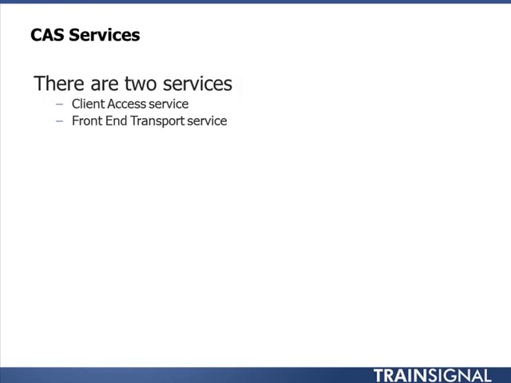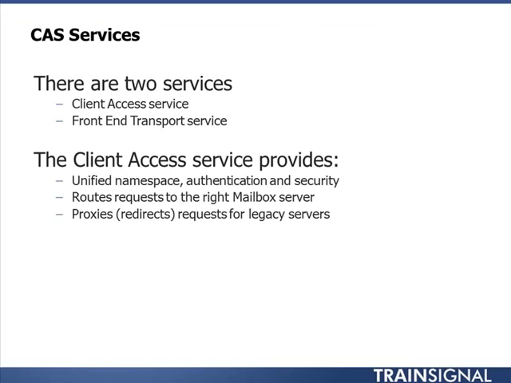Now, we mentioned that there are two services, the client access service and the front-end transport service. The client access service provides the unified namespace, the authentication, and the security. It routes requests to the right mailbox server. It proxies or redirects requests for legacy servers as well. So when you're in the middle of a migration and you might have additional servers in the mix, let's say you have Exchange 2007 or Exchange 2010 mailbox servers that you still have in your environment, the client access service is what helps the client access server redirect that request toward legacy servers.